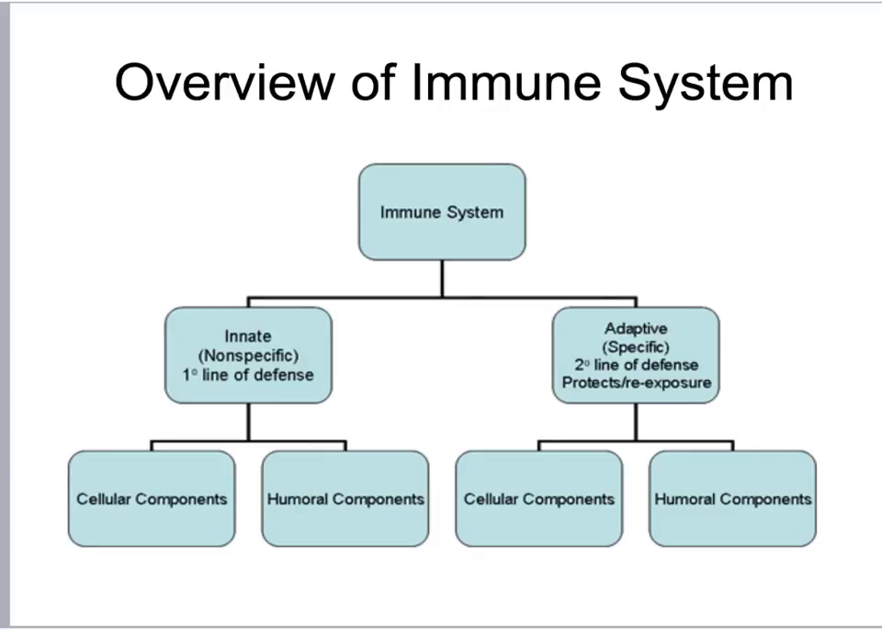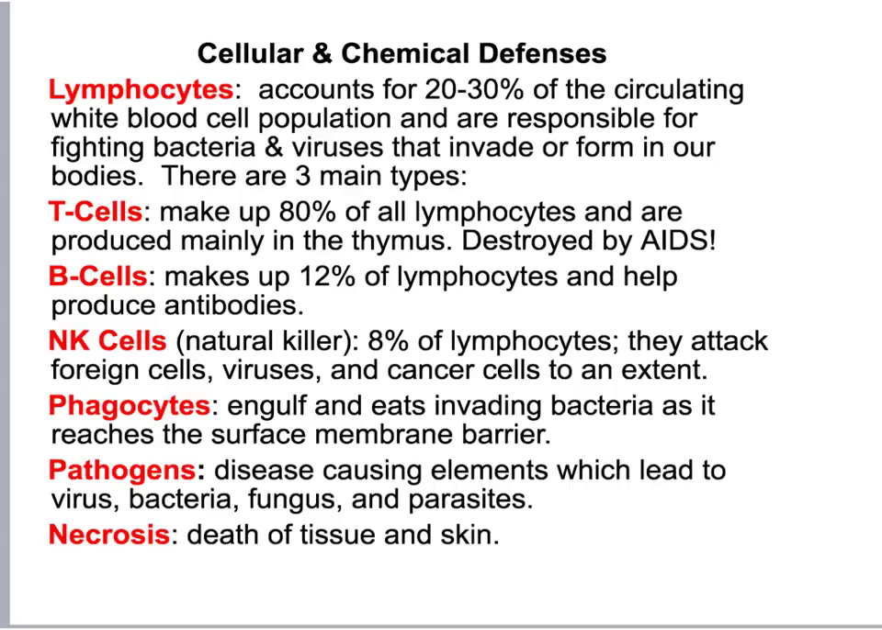We have the innate or non-specific system, which has cellular components and humoral components, and then we have the adaptive or specific defense system that has cellular components and humoral components. Now let's go into the actual cellular and chemical defenses. First, your lymphocytes. They account for about 20 to 30% of the circulating white blood cell population, and they're responsible for fighting bacteria and viruses that invade or form inside our bodies.